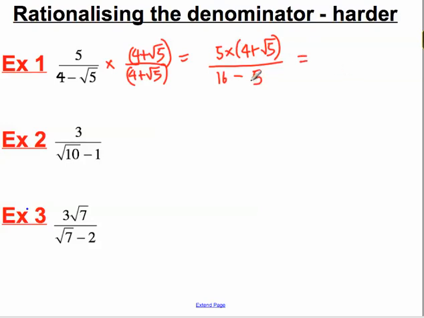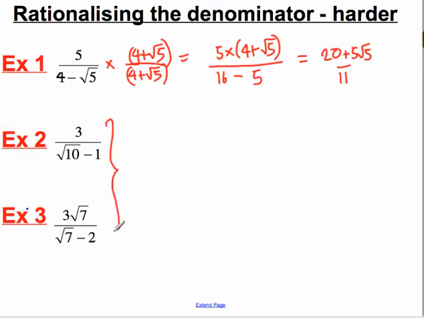The first number squared is 16, subtract root 5 squared is simply 5. On the bottom, 16 take away 5 is 11. 5 times 4 is 20. 5 times root 5 is plus 5 root 5. I've generated an equivalent fraction here, and the surd is no longer on the bottom.